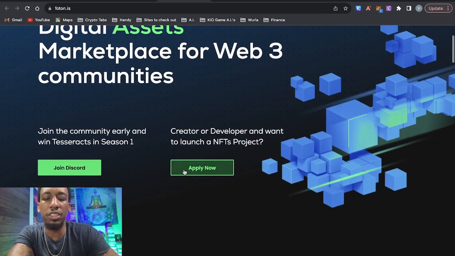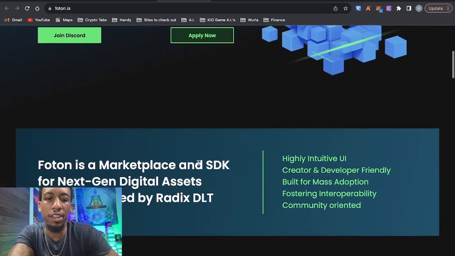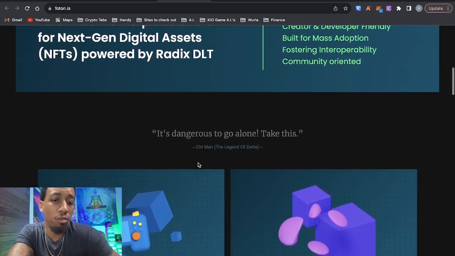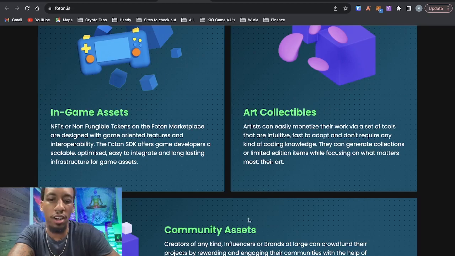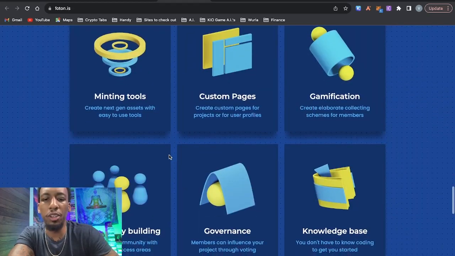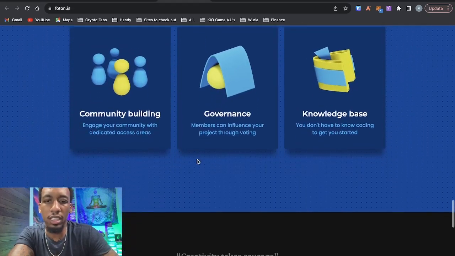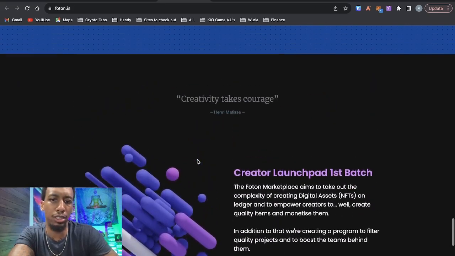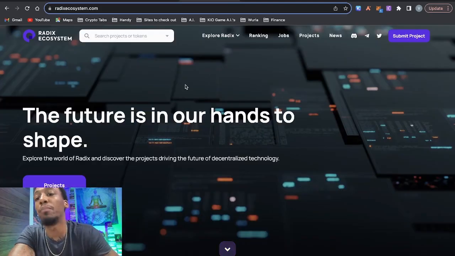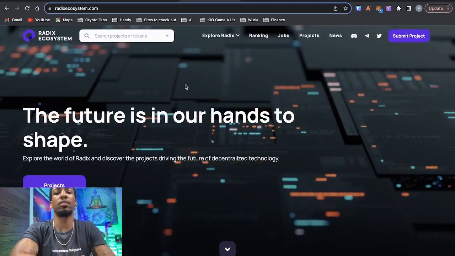This project essentially allows you to create your own NFT for whatever specific purpose. So you've got in-game assets, art collectibles, community assets. And they just do all these cool things with NFTs. And if you guys watch any of my other content, I am bullish on NFTs, not just as buying JPEGs. So I'm going to be diving deeper into the Radix ecosystem.